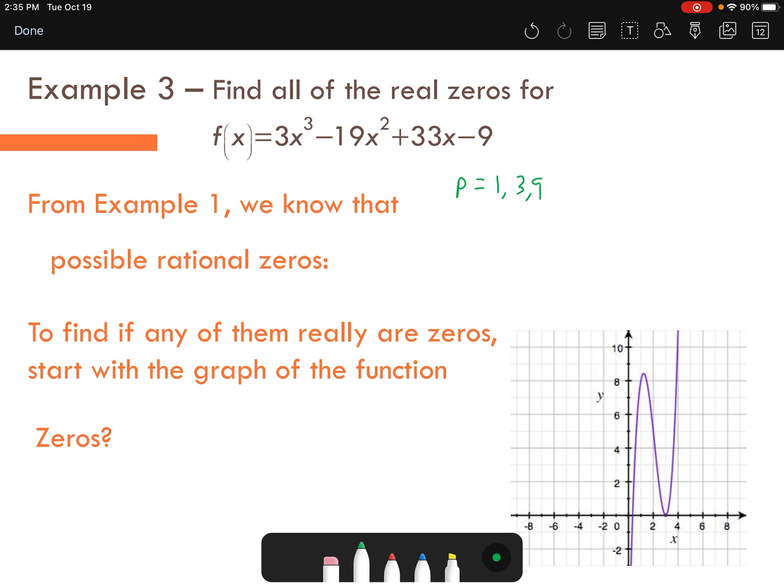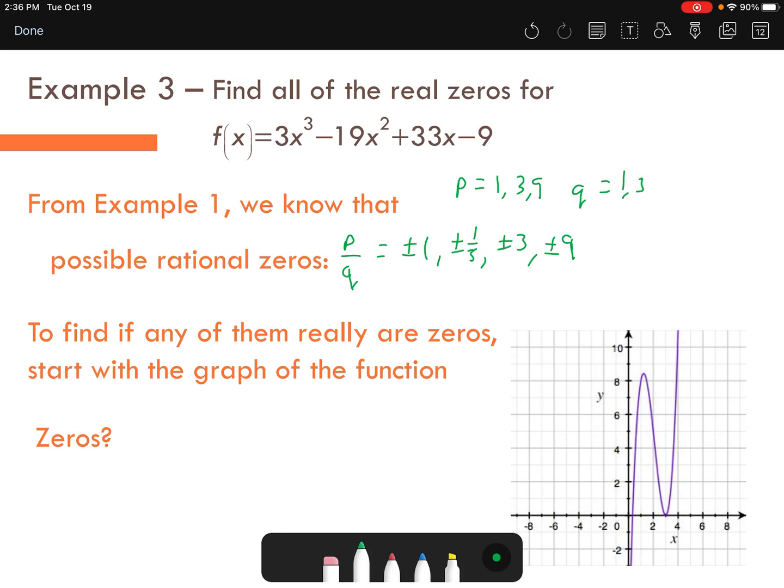What's P? Well, we have 1, 3, and 9. What's Q? 1 and 3. So our possible zeros, P over Q, are going to be plus or minus 1 over 1, plus or minus 1 over 3, plus or minus 3 over 1, plus or minus 3 over 3, but that's just 1, plus or minus 9, and plus or minus 9 over 3, which is just 3. So those are our possible zeros.